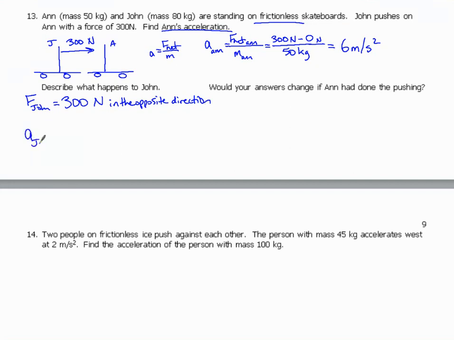What about John's acceleration? Again, the net force is, here's the force exerted, minus the friction, which we're frictionless here, so we have a friction of 0 newtons, divided by John's mass, which is 80 kilograms. And so John's acceleration is 3.75 meters per second squared. And of course, this would be in the opposite direction from Anne.